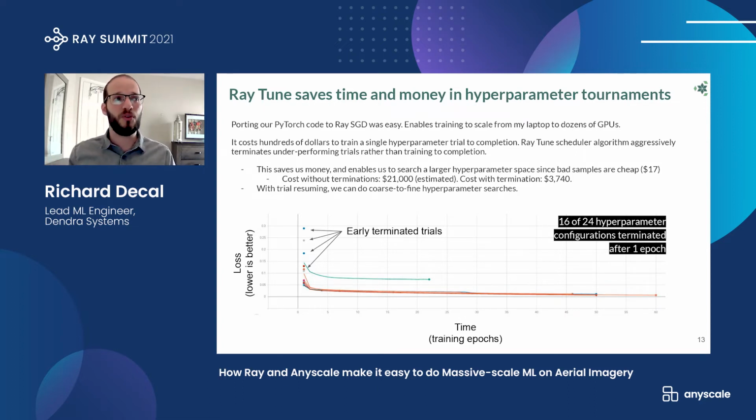And since these are terminated early, it becomes pretty cheap to sample a larger hyperparameter space. So this is useful if we're training a new architecture or if we've made major changes to the model or the processing and we want to try to find kind of a global optima. We can afford to sample in a larger space and then do a coarsifying search using this trial resuming. So I really like Ray Tune. If you're not using it, I recommend giving it a shot.